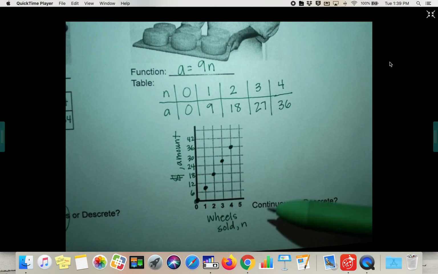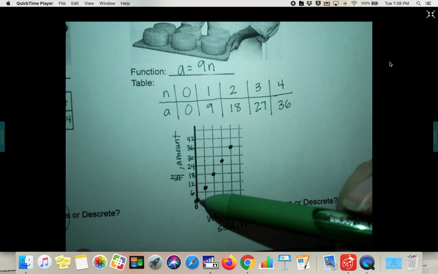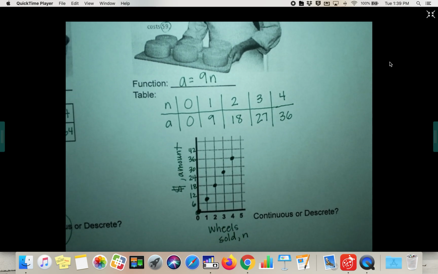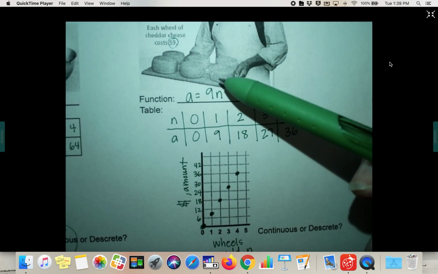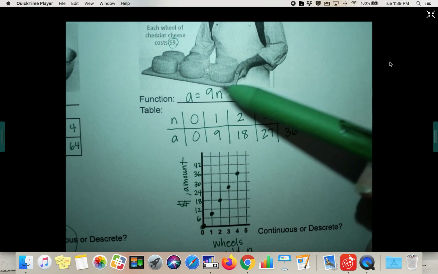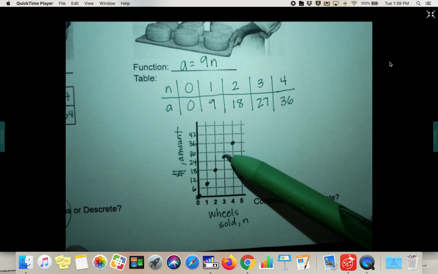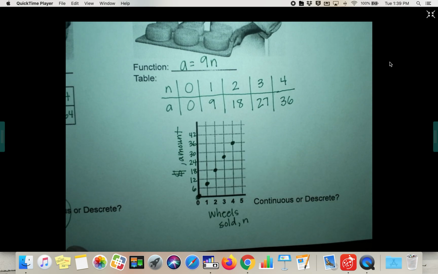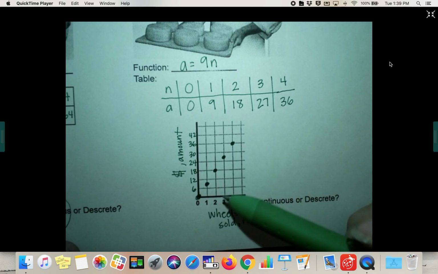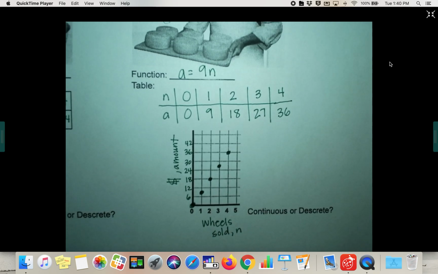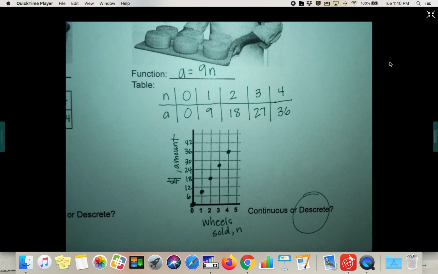And then let's talk about whether it's continuous or discrete. If I connect these lines, that means I'm going to sell a part of a wheel of cheese. So I don't believe you can take a fractional amount and sell it. So it would not make sense to connect this, because I'm not going to sell 3 1/3 wheels of cheese. So I am not going to connect these. So we're only selling them in individual wheels. So therefore it is a discrete graph.